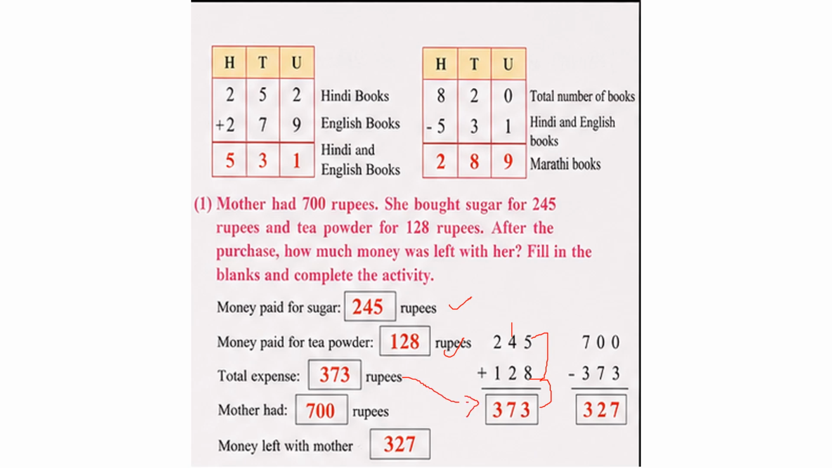Now she had 700 rupees. So she gave 700 rupees to the shopkeeper. Now we need to find out what is left. So 700 rupees minus 373. We cut out from hundreds place, make this 6. Then 10. And make this 9. And this we make as 10. So 10 minus 3 is 7. 9 minus 7 is 2. And 6 minus 3 is 3. So the mother is left with 327 rupees.